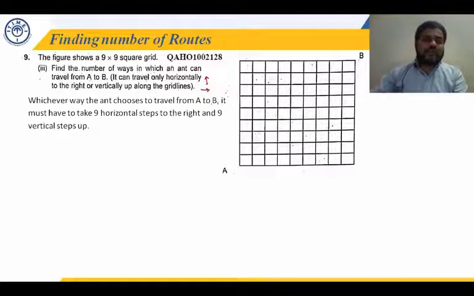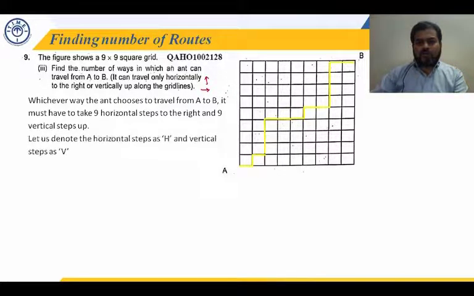So whichever way the ant chooses to travel from A to B, it must take 9 horizontal steps and 9 vertical steps. Fine. Because it is a 9 cross 9 grid. So whichever way the ant chooses, she will have to travel 9 horizontally right steps and 9 vertically up steps. Fine. So I am just showing you one of the ways in the figure. Just focus on the yellow lines now. So this is one way of movement. This is how she can move.